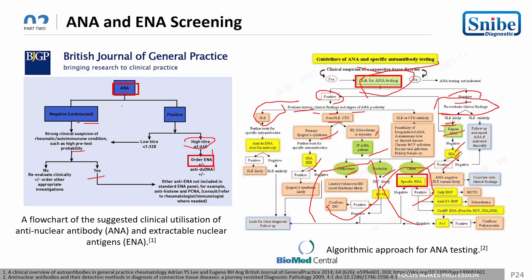Then if the SSA test is positive, then ANA negative SLE variation is likely, and you have to correlate with the clinical finding. Or if SLE is unlikely, then follow up, then repeat ANA if indicated clinically, and then go to the negative. So this is basically an algorithm approach for the ANA testing, along with the suggestion of the clinical utilization of ANA and ENA testing for ruling out autoimmune disease in different cases.